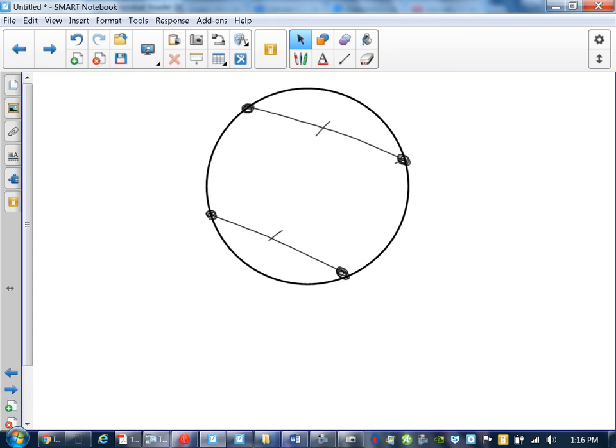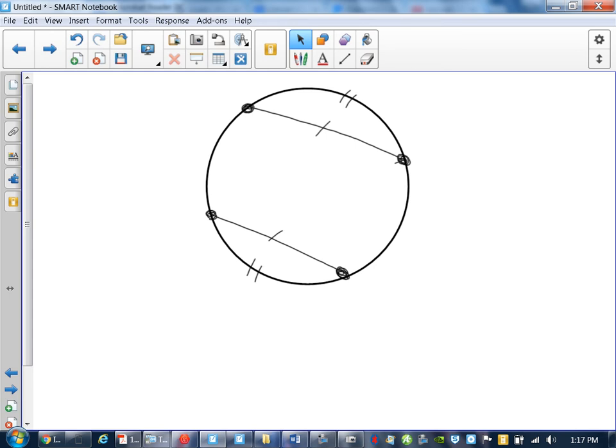What happens with chords is that if two chords are congruent within the circle, what do you know about the two arcs that those chords intercept? They're the same. Yeah, if the chords are congruent, that means that the arcs that they run into are also congruent. And it also works going the other way. If two arcs are congruent, the chords that create them would also be congruent.